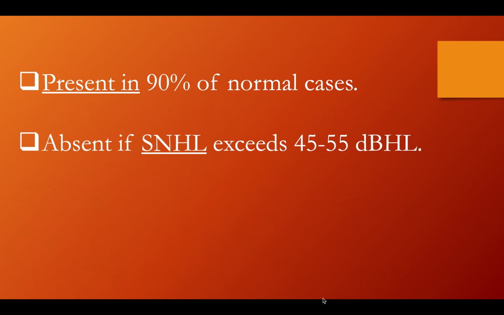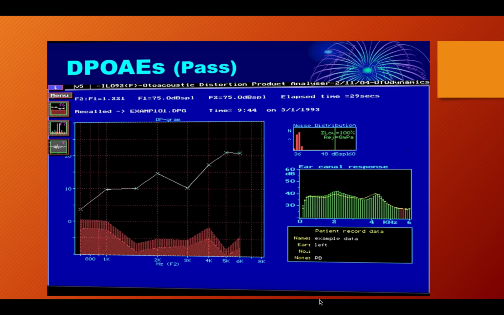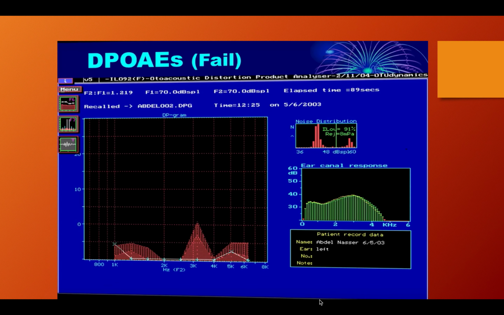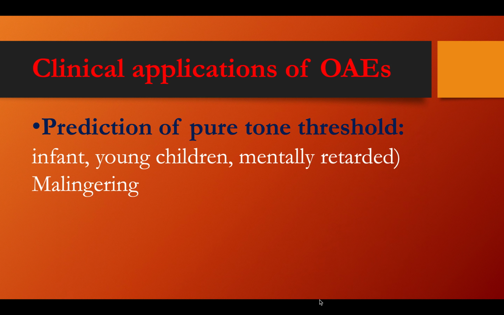It is present in 90% of normal cases and absent if the sensorineural hearing loss exceeds 45 to 55 decibel HL. This is a distortion product otoacoustic emission pass, where the signal to noise ratio is more than 6 decibel, and this is a distortion product otoacoustic emission fail, where the signal to noise ratio is less than 6 decibel.